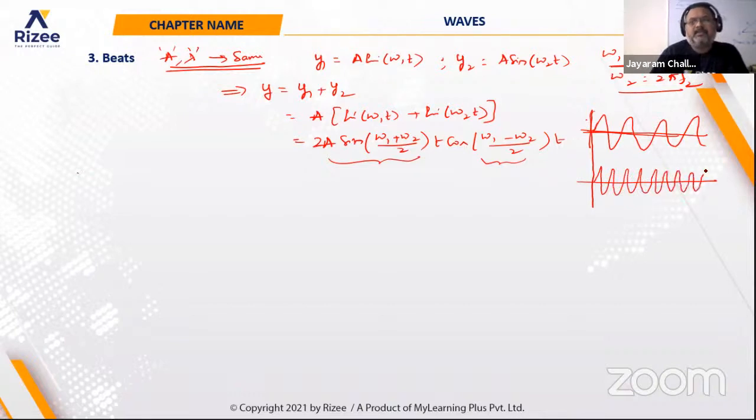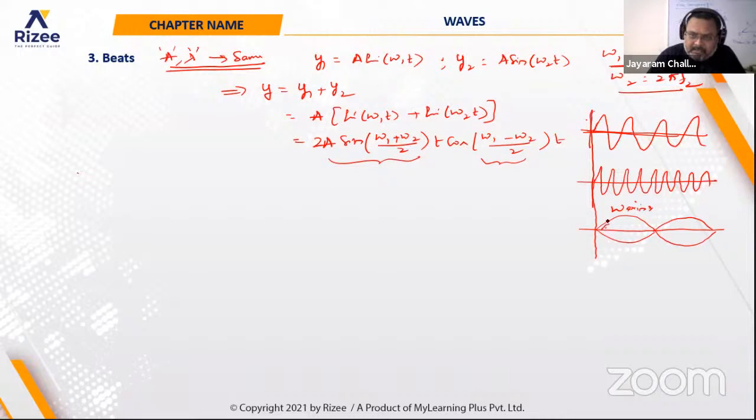When these two waves are superimposed on each other, you will get alternately maximum and minimum like this. This is where the minimum is called waning and the maximum is called waxing. This alternating maximum and minimum condition, this alternate waxing and waning, is called one beat.